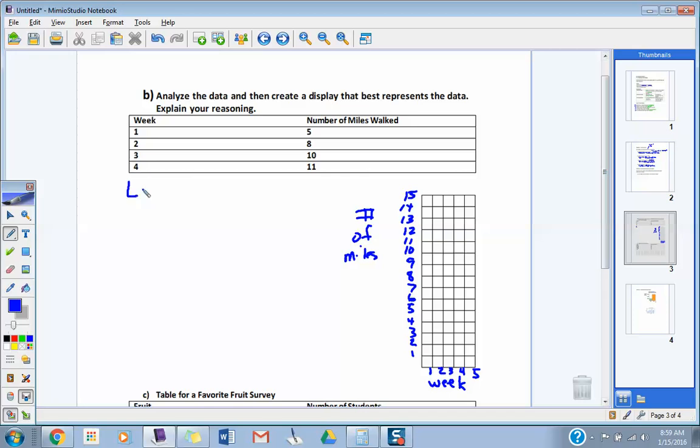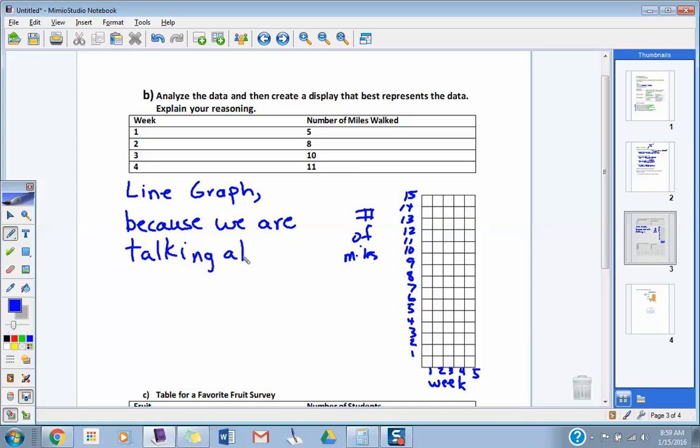We're gonna construct a line graph for this situation, and your reason is, well, weeks is some sort of a time frame. We're gonna go line graph because we are talking about change over what, kids? Change over time. Anytime you have some kind of a table where it addresses a change over maybe a time, you typically use a line graph for that.